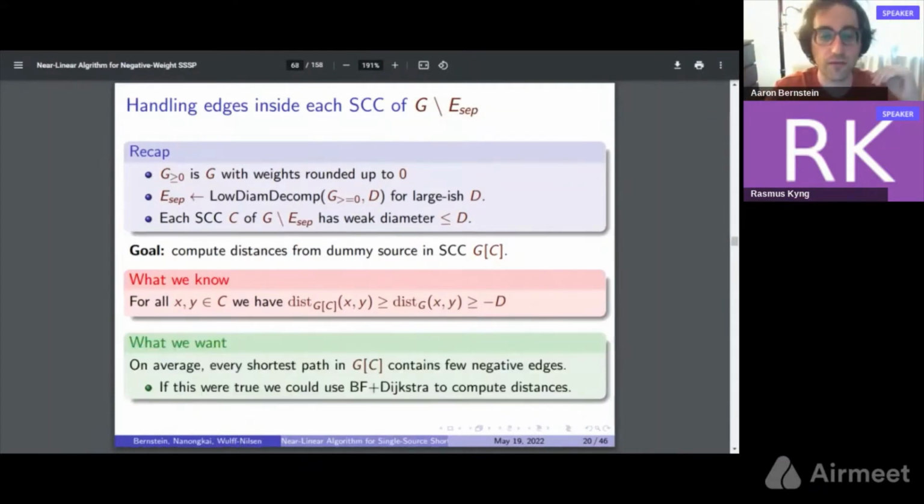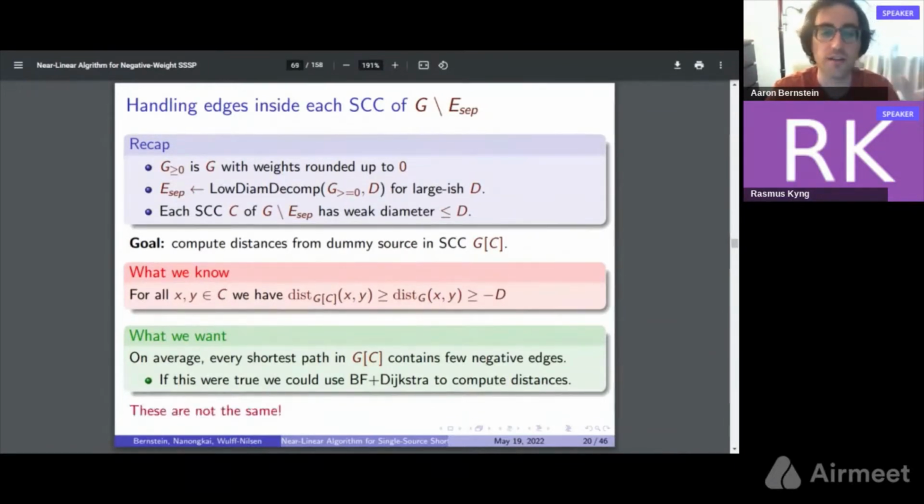Unfortunately, this isn't really good enough. What we actually want is to say that every shortest path in the component from the dummy source contains few negative edges, right? We said we have a good algorithm for that case. But unfortunately, the red and the green boxes are not the same.